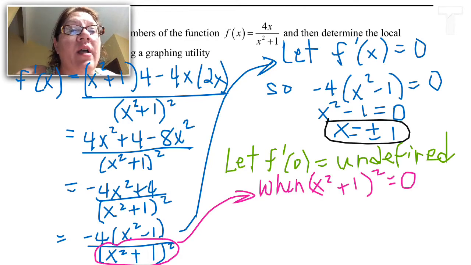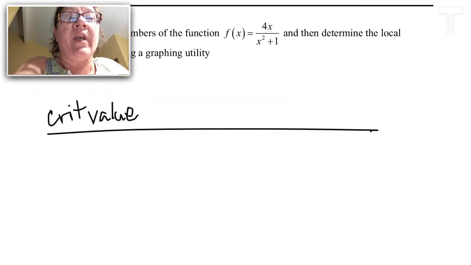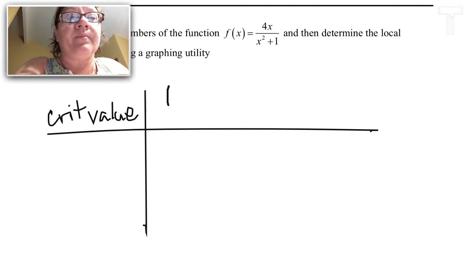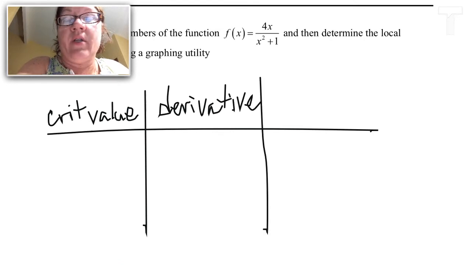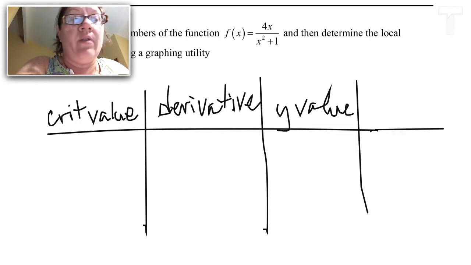Well, of course, that's not going to give me any real solution, so that means there is no place where it's undefined on this curve. So now I have to see what's happening at these locations, and I'm going to make a table in order to keep my workflow organized so the person following can see what I'm doing. So I've made a column for critical value. Those are the numbers I just got.